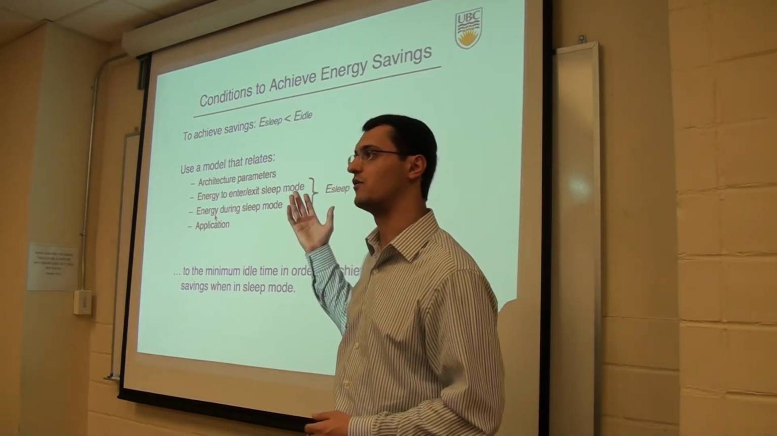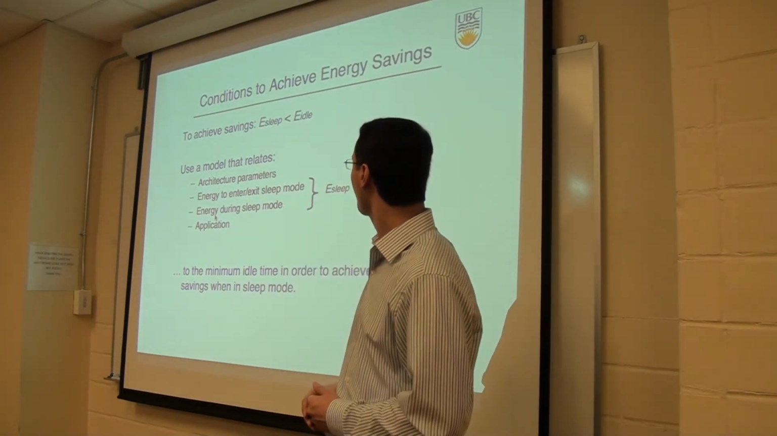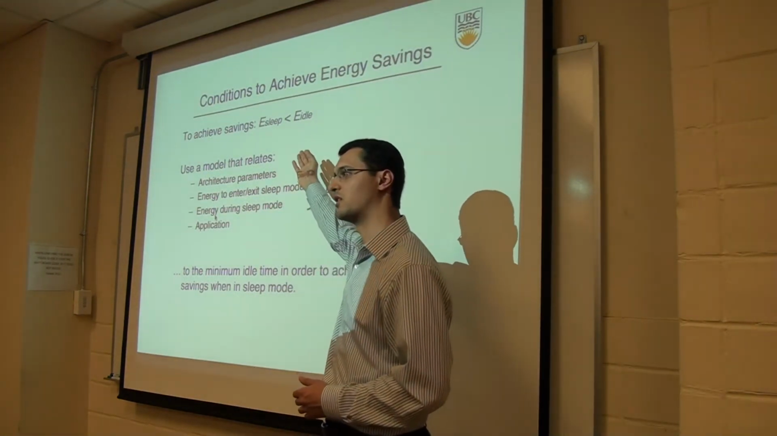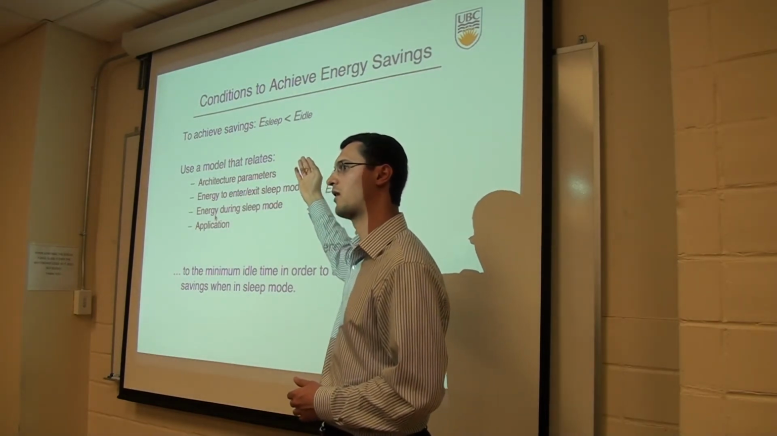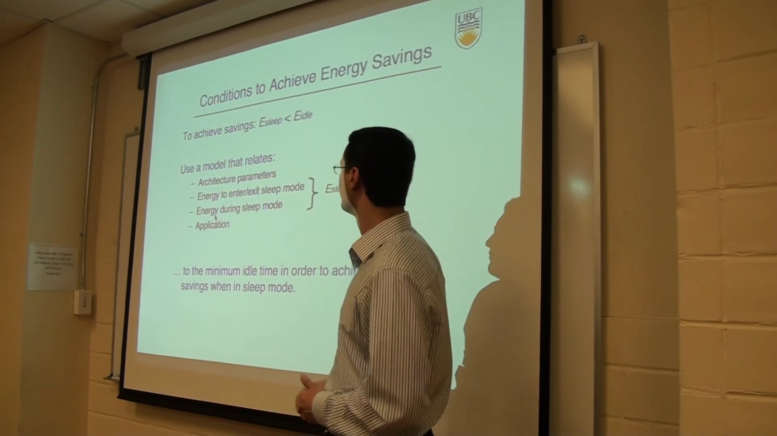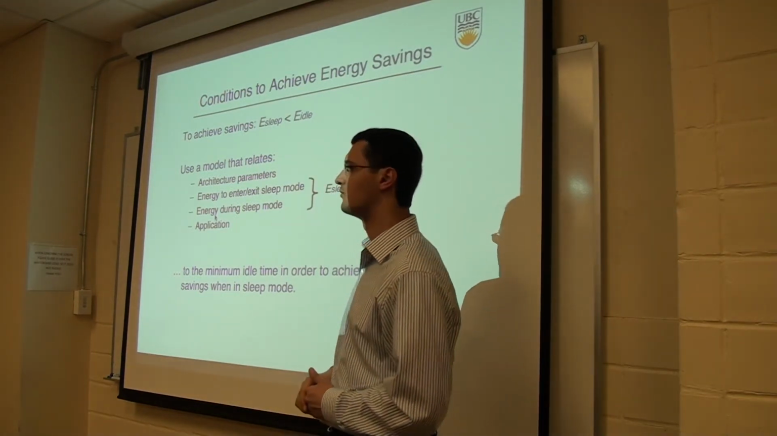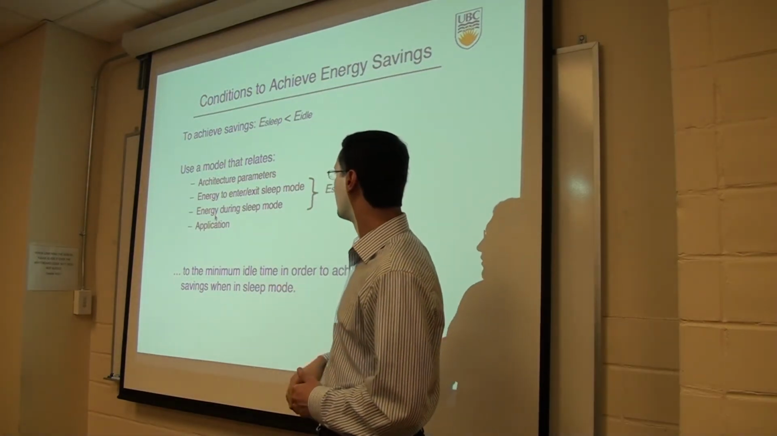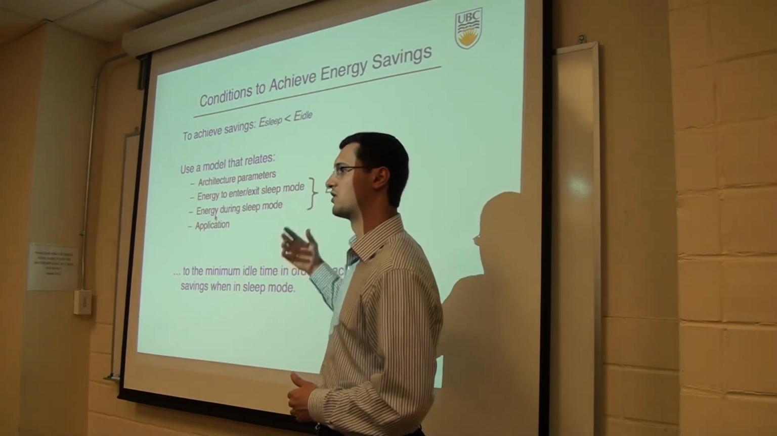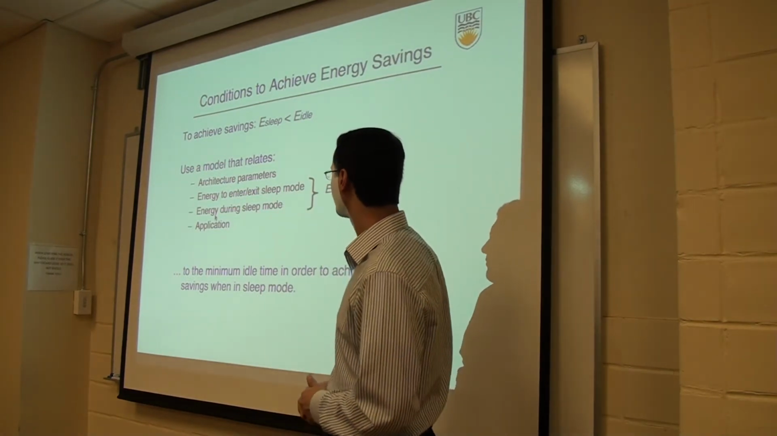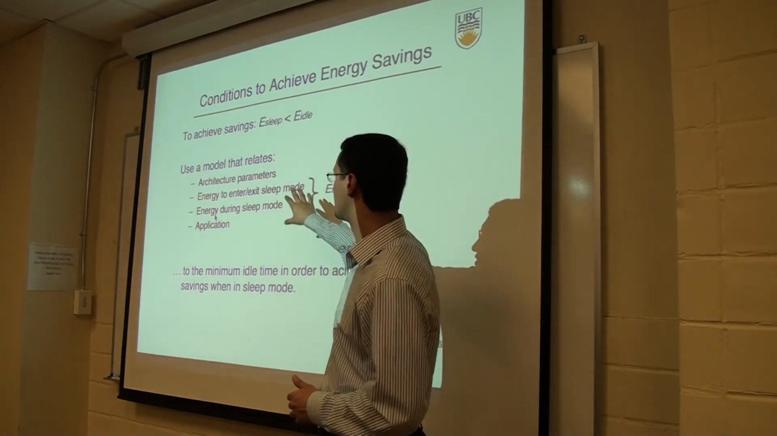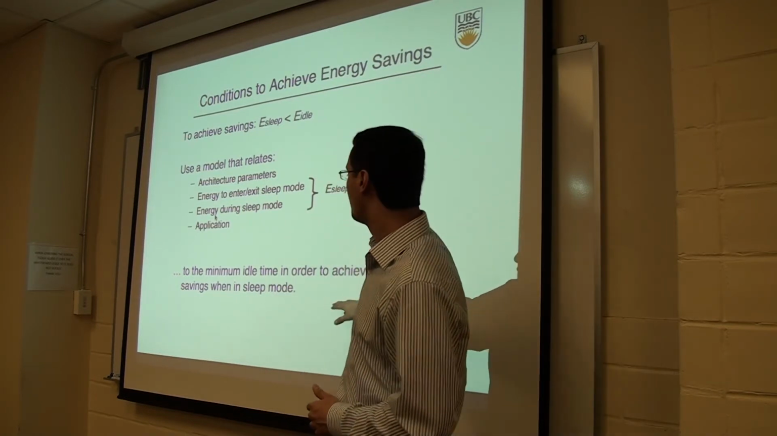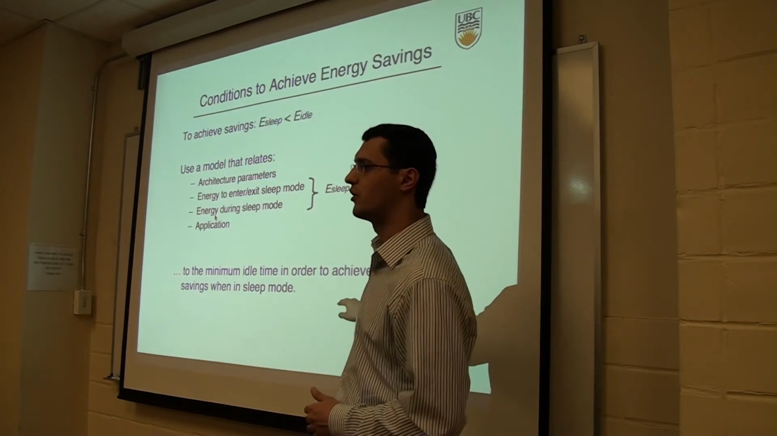Also, we evaluated conditions to achieve energy savings using the architecture. The basic condition is that the energy consumed in sleep mode should be less than the energy if you left that application without putting it in sleep mode. This energy could come from two sources: the energy required to enter and exit sleep mode, and the energy during sleep mode itself, because there is still some energy consumed, although it is very small. We created a model that relates the architecture parameters, these energies and the application, to the minimum idle time required to achieve energy savings when in sleep mode.